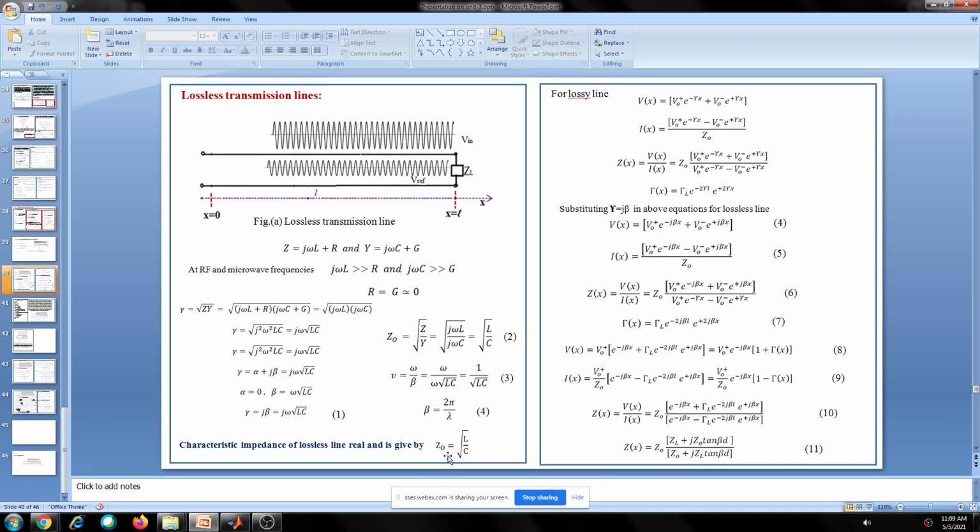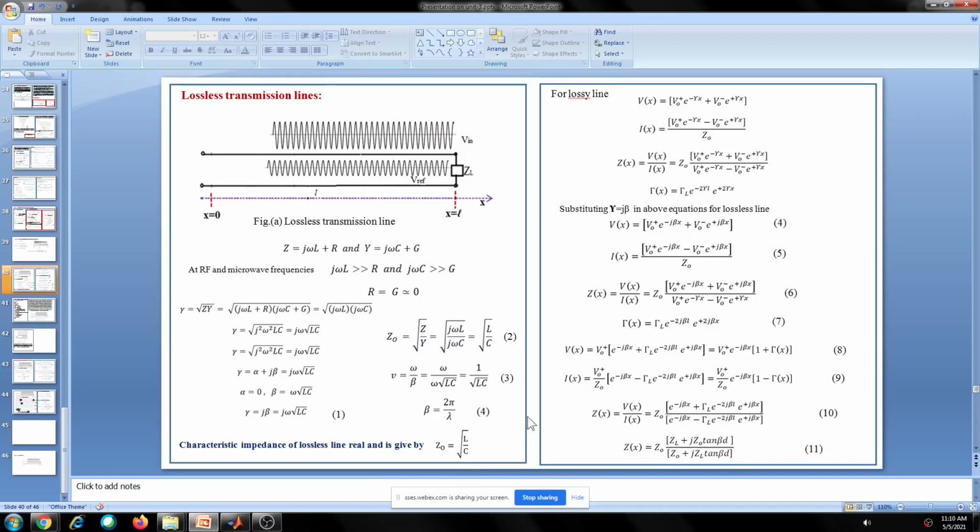So in the examination, they will specify lossless or lossy. If it is given as lossless, you should simply use Z0 equal to square root of L by C. If it is a lossy line, then you cannot use this; we have to use the square root of (R plus j omega L) by (G plus j omega C), that is Z by Y. You should remember this. And it is real. The characteristic impedance is a real value.